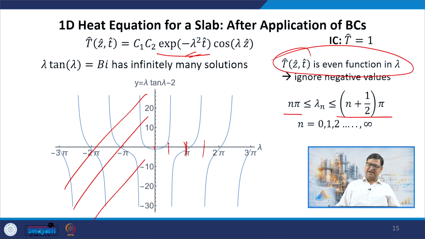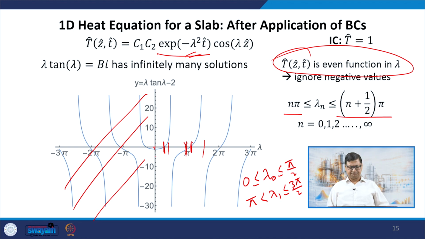And therefore we have the first solution, lambda naught, in the range of 0 to pi by 2, that is right here. Then we have lambda 1 between pi to 3 pi by 2, that is somewhere here, and so on, right? So now we have so many solutions.